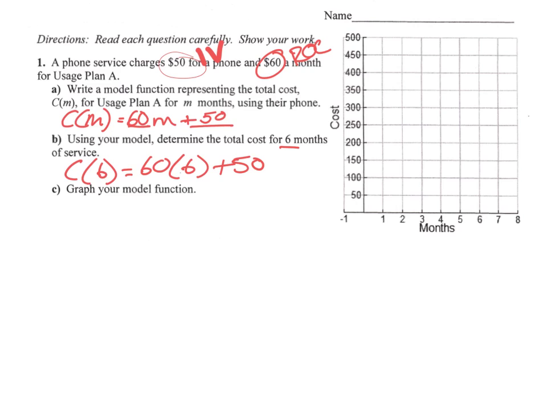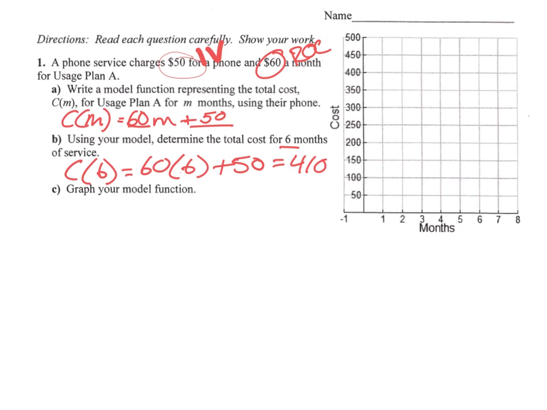So C of 6. After 6 months, how much money have I spent for a phone and the service? $410. So $410 is how much I have spent for 6 months of service plus my $50 phone.